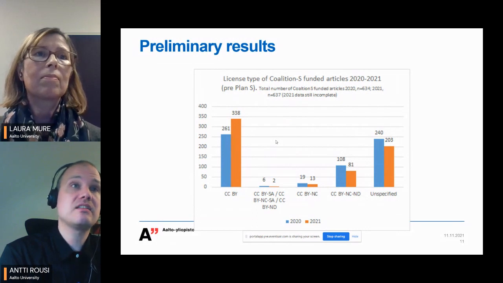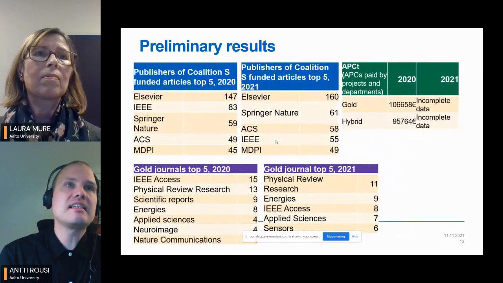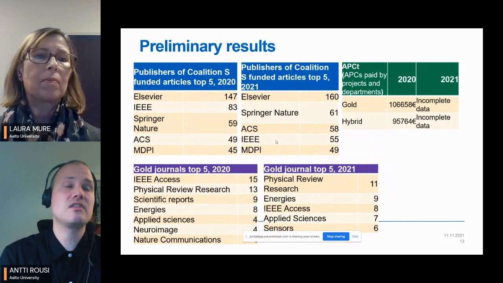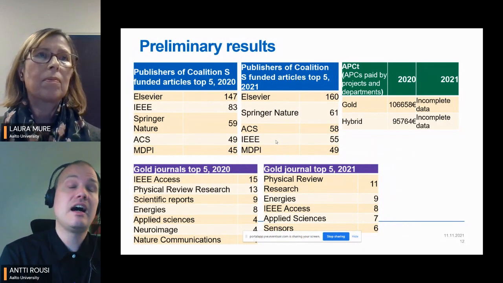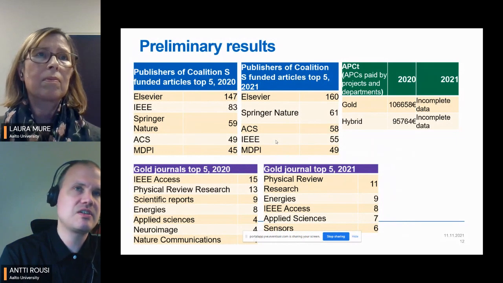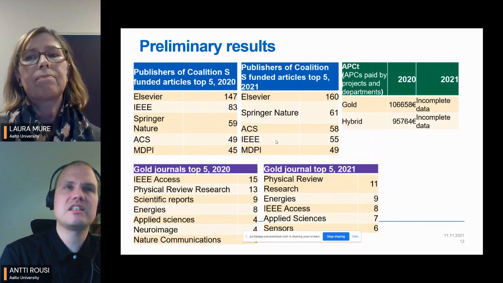And these are something that I found also very interesting. Now, again, this is the pre-Plan S era. So we can see the top 5 publishers of qualified and as-funded articles, both in 2020 and 2021. We can see that Elsevier, Springer Nature and the American Chemical Society are key publishers. So we need to pay attention that the transformative agreements and the quotas there are sufficiently laid out, as there will most likely be a higher demand for those within the Plan S era.